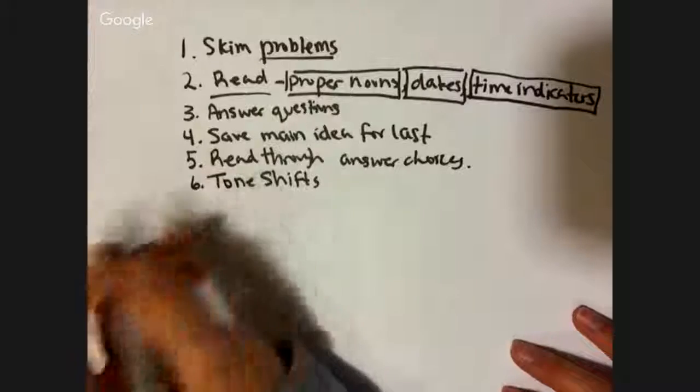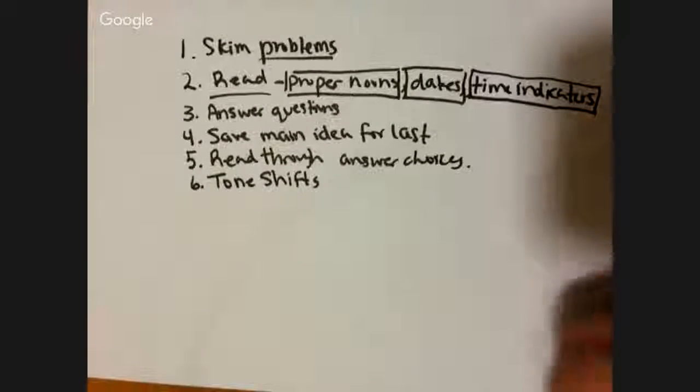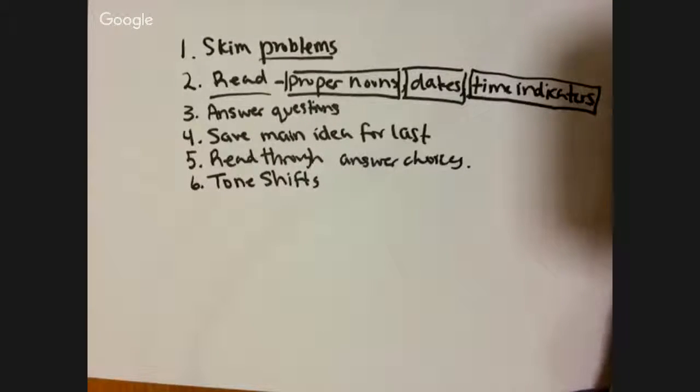Sixth step, you want to be looking for tone shifts within the passage. Any tone shifts should occur in the first and last sentences of paragraphs, or first and last paragraphs within a passage. And if you're confused about any tone shifts within a passage, you can refer back to the first and last sentences, which will help you get an idea of what each paragraph's about and what is different between them.